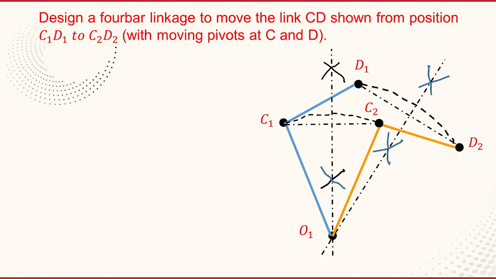Now take any convenient points on the links O1 C1 and O1 C2. I have taken this convenient point B1, and on O1 C2 the point B2. Now draw the line passing through these two points, as constructed in the earlier problem. Draw the line B1 B2 and extend it. On this line you can take a convenient point, which is the center of the crank.